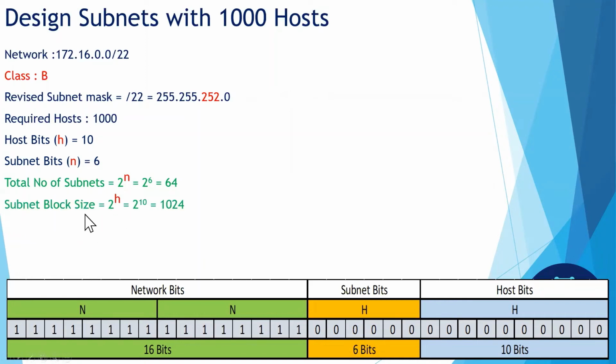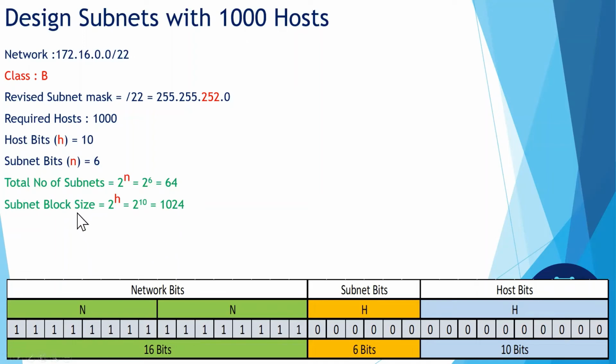Next, the subnet block size. The block size is how many IP addresses every subnet can hold. The formula is 2 power h, where h is 10, so 2 power 10 is equal to 1024. Every subnet can hold 1024 IP addresses, but in every block we can only hold 256 IP addresses.